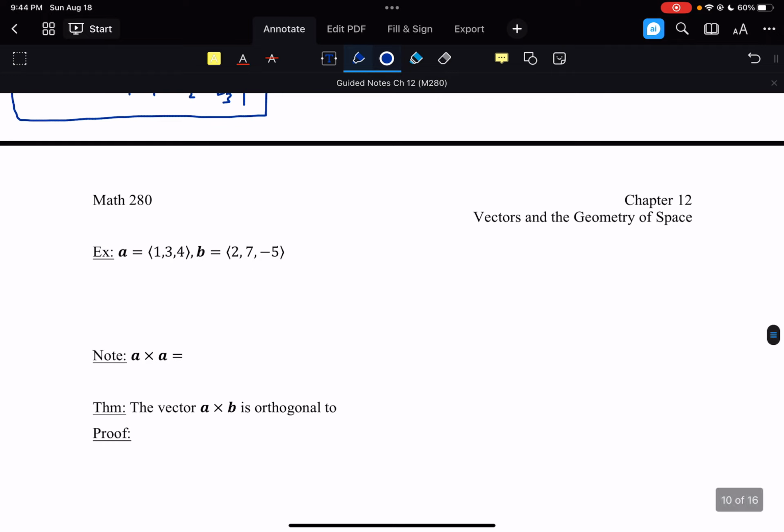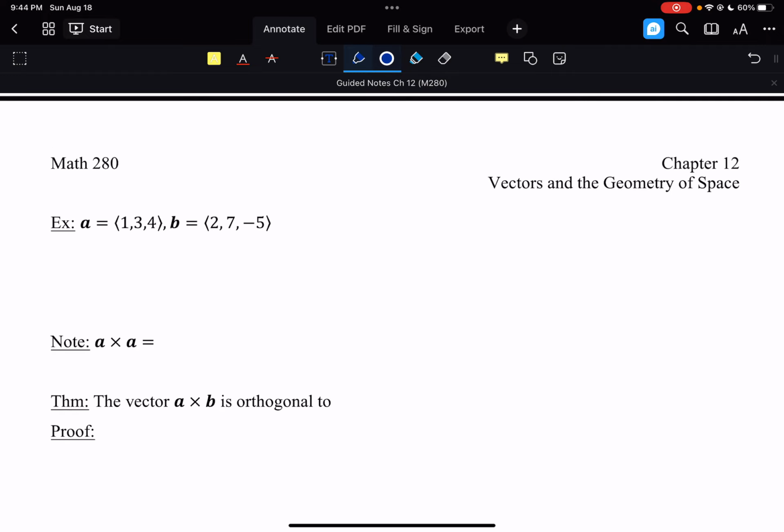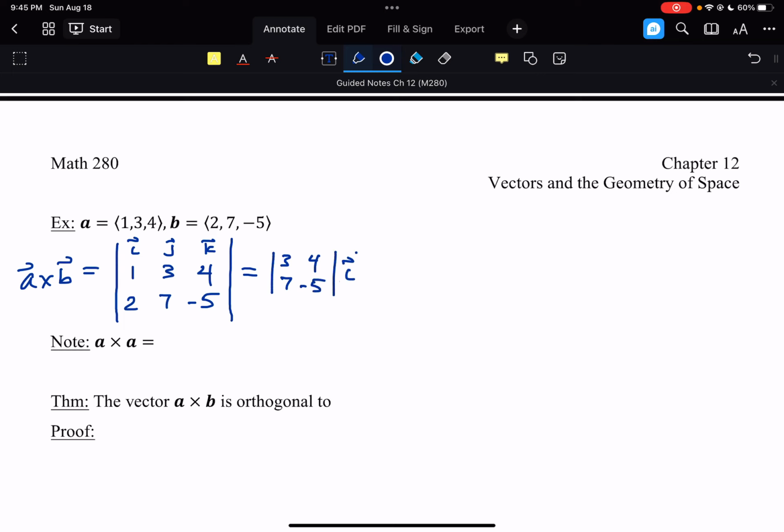So we've got two vectors. We've got A and B here. So if we go ahead and cross A and B, we're going to get i, j, and k with 1, 3, 4, and 2, 7, negative 5. All right, so we're going to go to the i component first, which means we block off the row and column, so we're left with this 2x2 here.